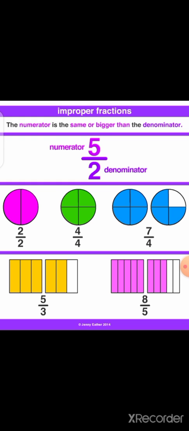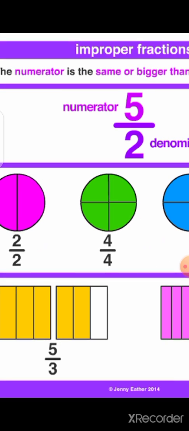If you look at figure number 1, one circle is divided into two equal parts, and the whole circle is colored, so two parts out of 2. 2 over 2 means whole. So this is improper fraction. The second circle is divided into four equal parts and all four parts are shaded. So 4 over 4. 4 over 4 is also an improper fraction.